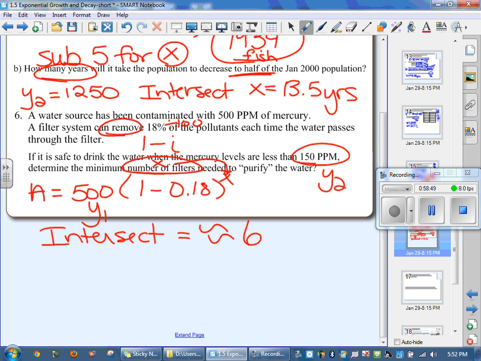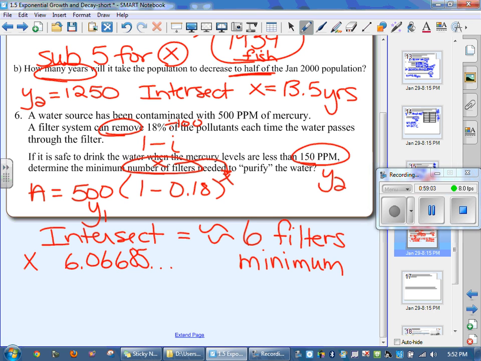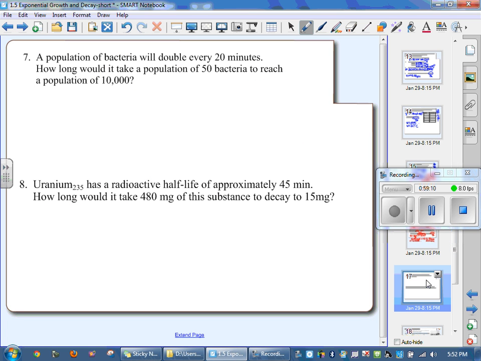Taking a look at number 7, we've got a doubling time for bacteria. Our window we're going to use is going to be -5, 15,000, and we're going to count by 1,000s. Our equation, A equals 50 times 2 exponent x. Now, we can put that into Y1. Y2 is going to be 10,000, because you want to find how long. So you're solving for x here.